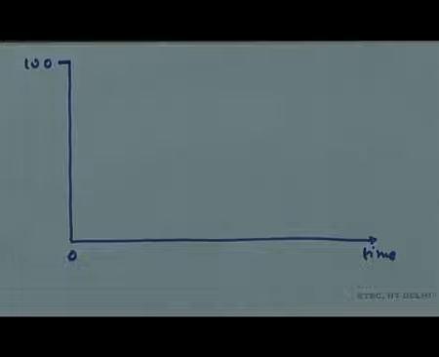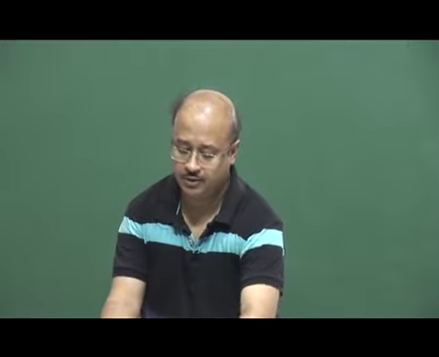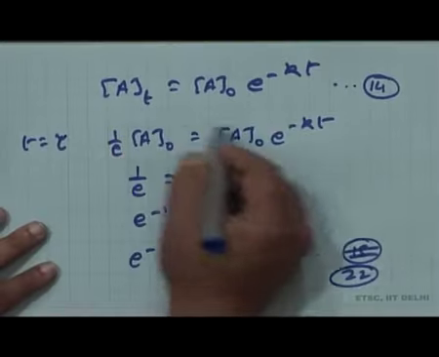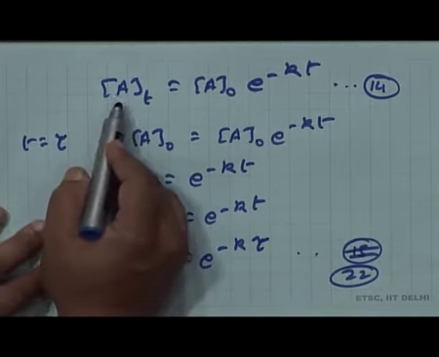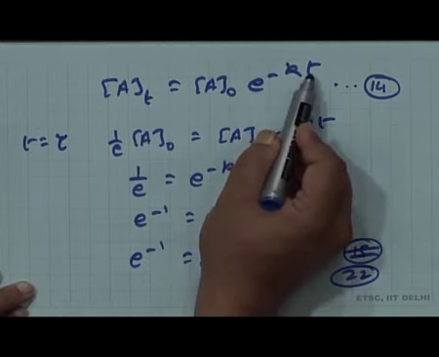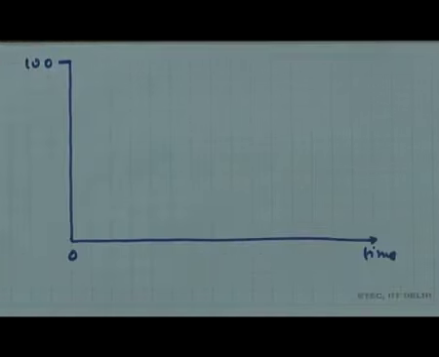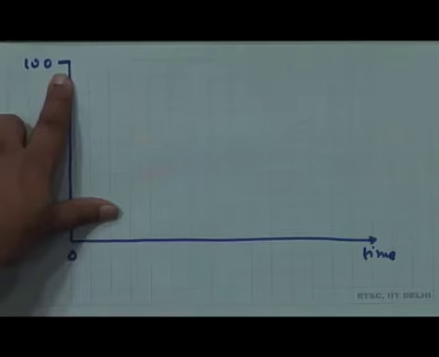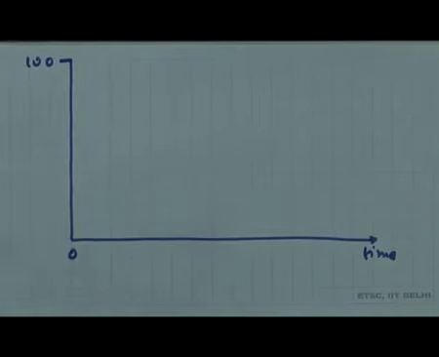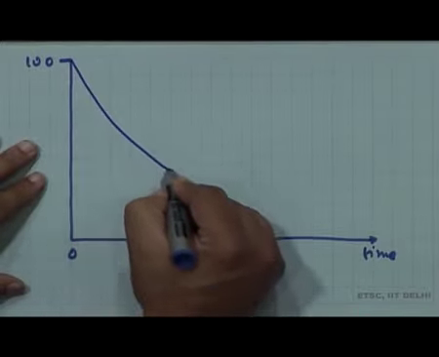If you remember, one of the expressions for a first order reaction was this, that the concentration of A changes as a function of time as e to the minus k t, and when t is equal to 0, the concentration is A naught. So that is what we are doing here. At t equal to 0, the concentration is A naught, which is 100%. It is normalized to 100% because that is the maximum I can have. Now, it is going to decay exponentially, so let me try to draw an exponential decaying function.